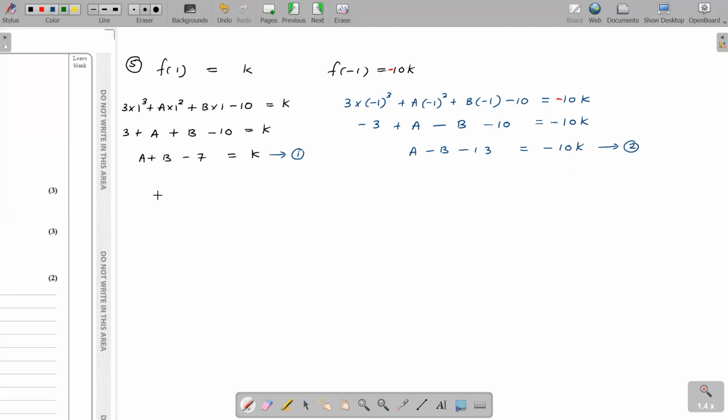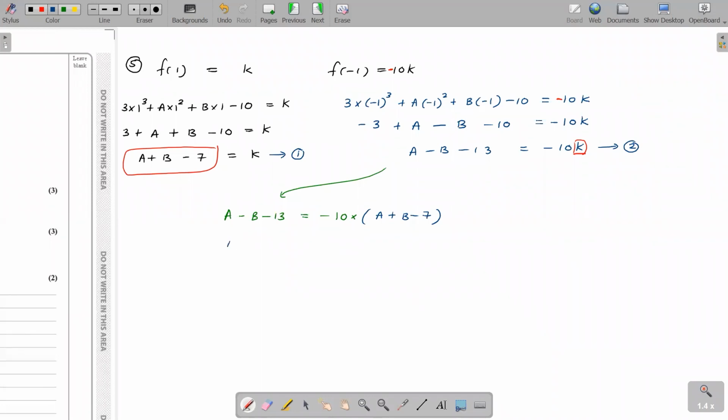Shall I substitute? When I substitute into equation 2, I'll use this equation. a minus b minus 13 equals minus 10 times, what's the k value? a plus b minus 7. Can you see what I did here? The k value is entirely substituted. This entire k value was substituted over here into this k. You see? So now when we expand the bracket, we must be able to show that.